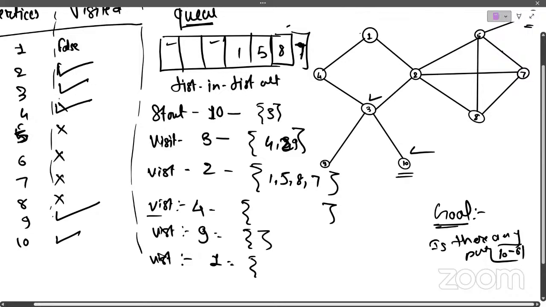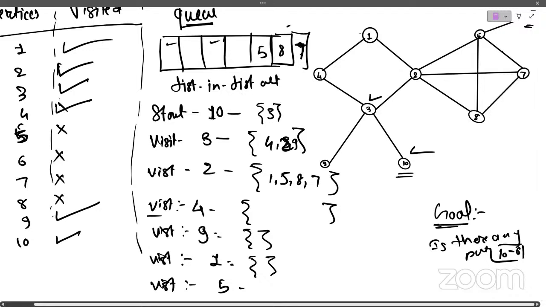So as I visit 1, the 4 and 2 have already been visited. So 1 is also not giving anything new. So I'll take it to be true and I also remove it from my queue. Okay. Now again I'll visit 5. So now 5 gives me vertex 6 and 7 and 8, right?